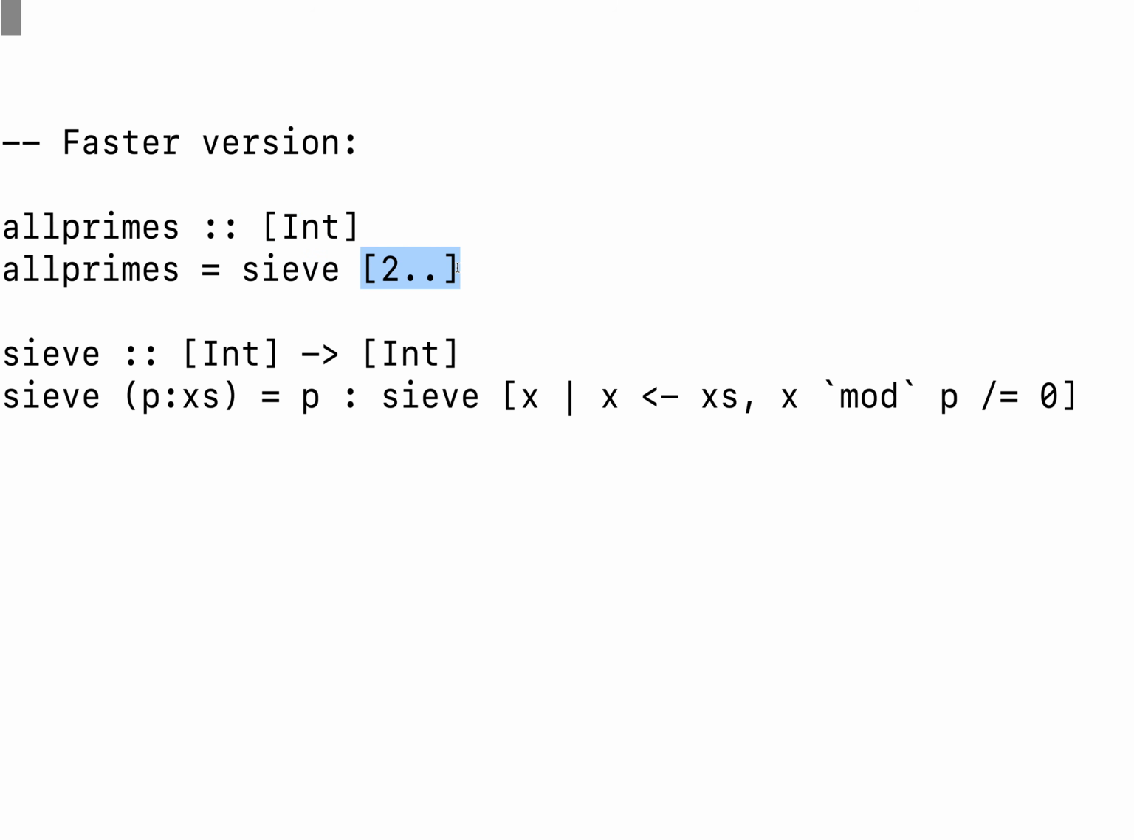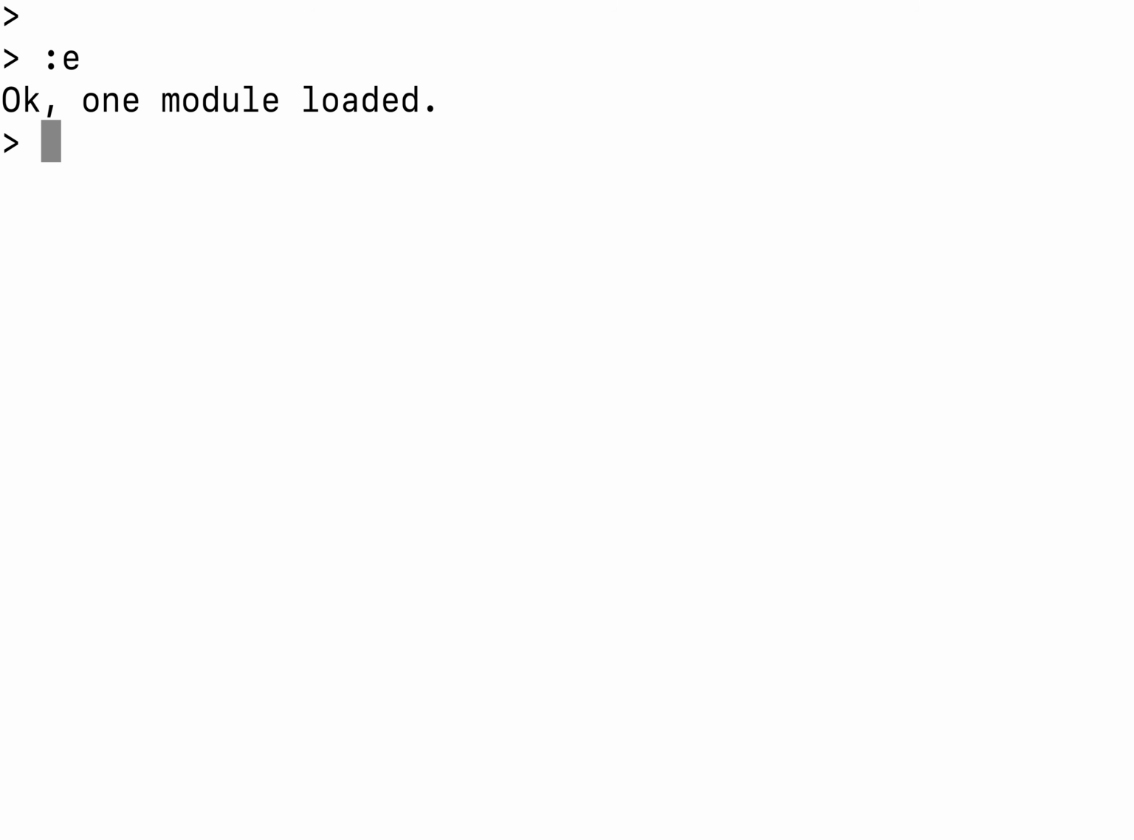We're starting with a list 2 up to infinity, so this is already a weird idea here. This is an infinite list beginning with 2. We're passing it into a function called sieve, and then it's going to compute all possible prime numbers for us. So we'll see how this program works later on in the course when we look at lazy evaluation in more detail. But for now, just let me show you this program working as well.